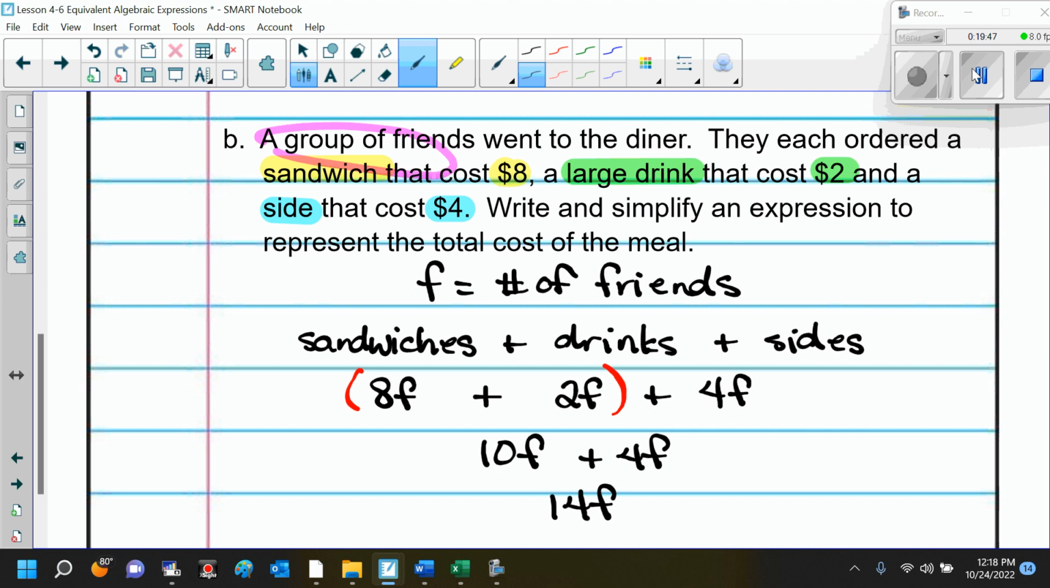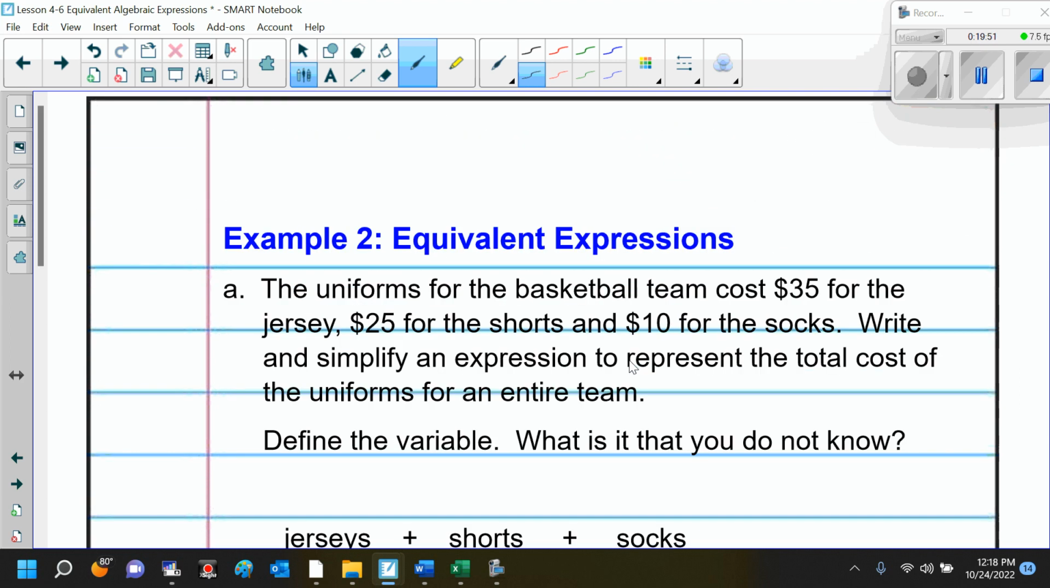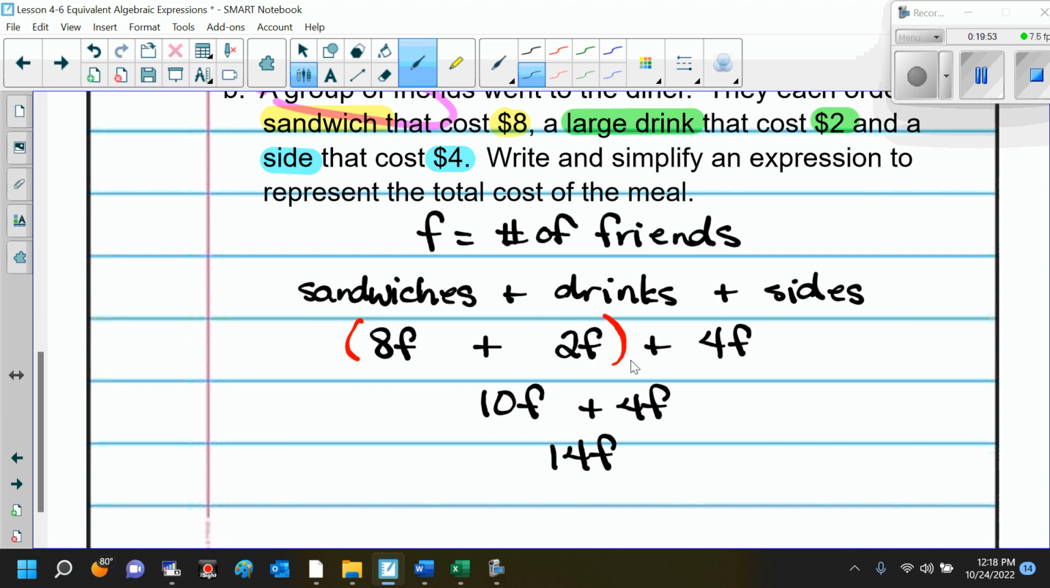And we will finish example 3 and 4 tomorrow.